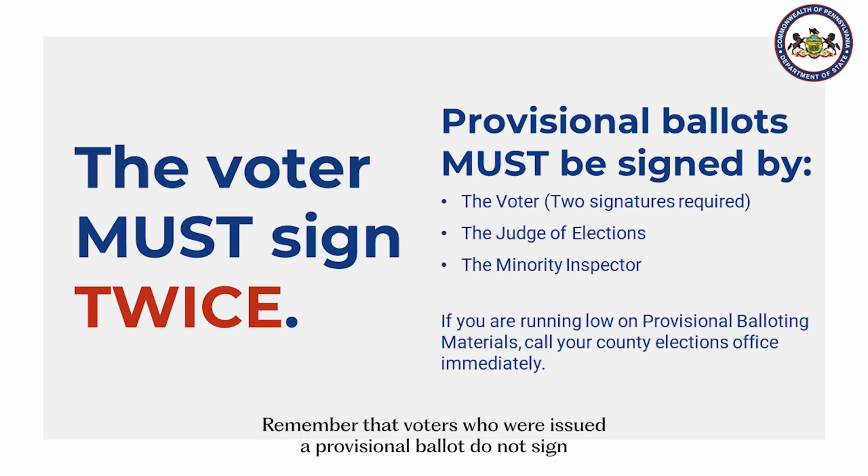Remember that voters who are issued a provisional ballot do not sign the poll book and are not added to the numbered list of voters, as this indicates that they voted on the machines and will cause their provisional ballot to be rejected. If you are running low on provisional balloting materials at any time throughout the day, call your county elections office immediately.